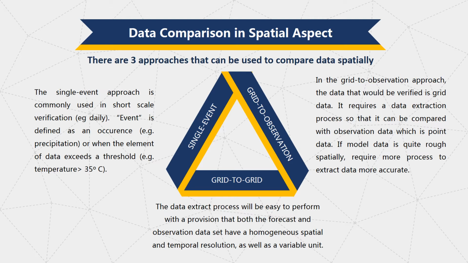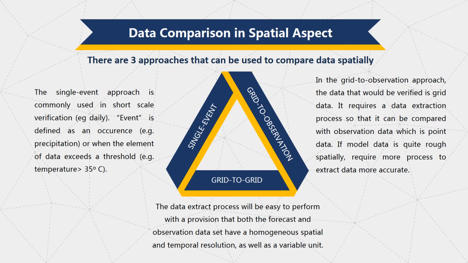Event is defined as occurrence like precipitation, or when an element of data or parameters exceeds a threshold, like when temperature is more than 35 degrees Celsius. It is the event.